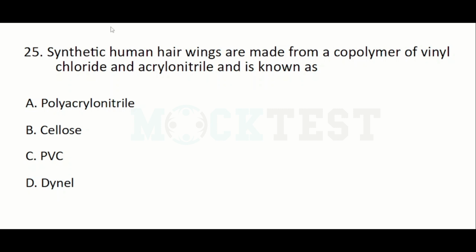Next, synthetic human hair wigs are made from a copolymer of vinyl chloride and acrylonitrile and is known as option A, polyacrylonitrile, option B, cellulose, option C, PVC, option D, Dynel. Synthetic human hair wigs are made from a copolymer of vinyl chloride and acrylonitrile and is known as Dynel.